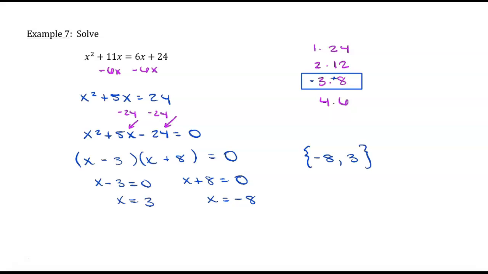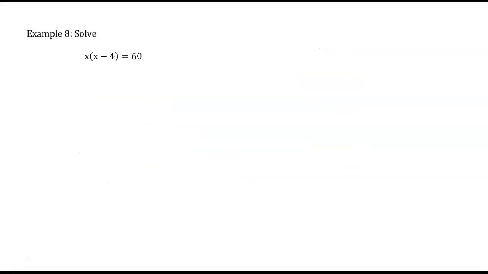We have just two more examples. In example 8, the most tempting thing to do is to use the zero factor property right away. But we don't have a 0 on the right side. So even though the left side is already factored for us, we cannot use that property with the quadratic in this form. We must first write it in standard form. Subtracting 60 from both sides, we have x times x minus 4 minus 60 equals 0.